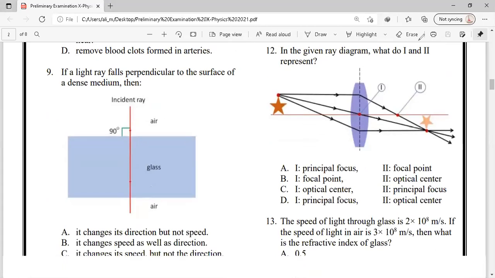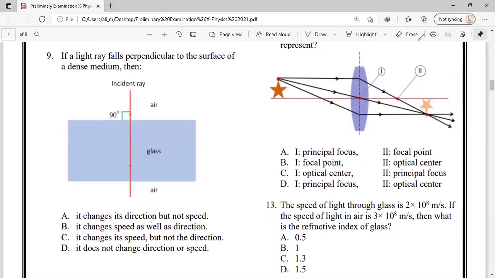So let's quickly see question number 9. In this question, a ray of light falls perpendicular to the surface of the dense medium. So this is our incident ray that makes an angle of incidence equal to 90 degrees. And as we can see, the refracted ray passes straight through, and the emergent ray is also passing straight because it makes 90 degrees at the glass-air boundary.